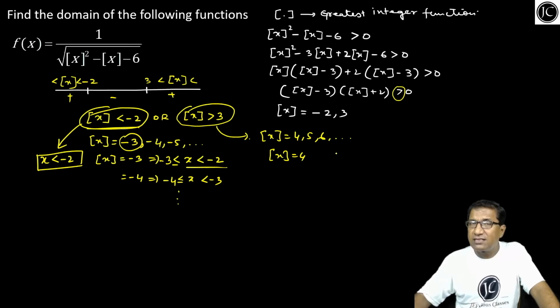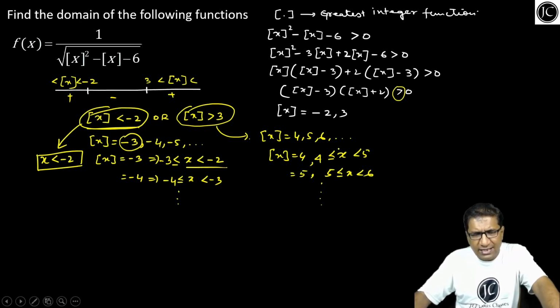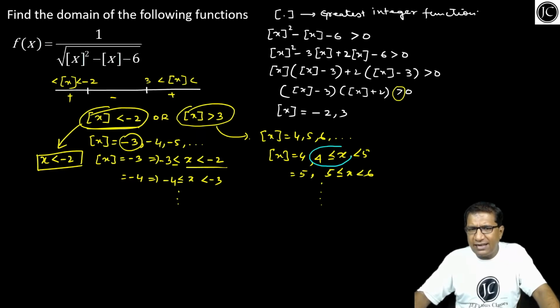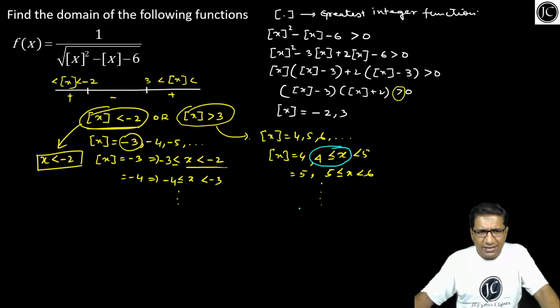So when box x is 4, what we write? We write that x is lying between 4 and 5. When box x is 5, x is lying between 5 and 6 and so on. अभी ऑब्जर्व करो यहां पर x कभी भी 4 के नीचे जाएगा नहीं. मतलब यहां से हम लोग क्या बोलेंगे? x is greater than equals to 4, right?